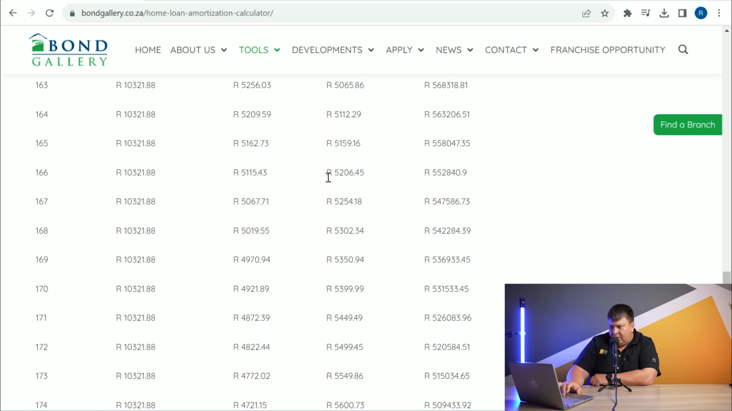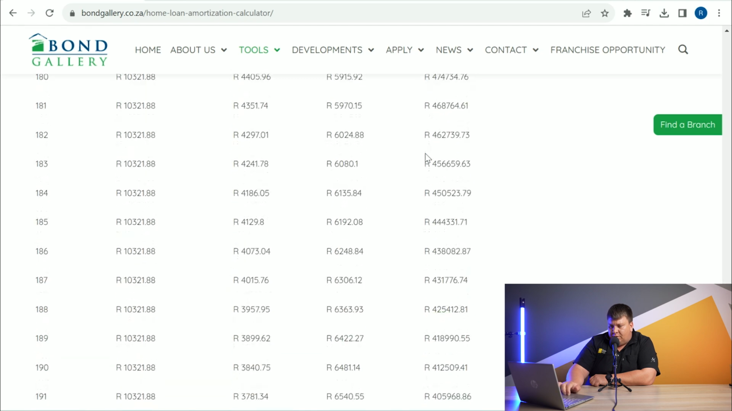Somewhere around here, we're looking at about 165 months. So that would be the period, about 14 years in. You're looking at around about there at the time where your interest is equal to your capital installment. That's 558,000 Rand still outstanding.